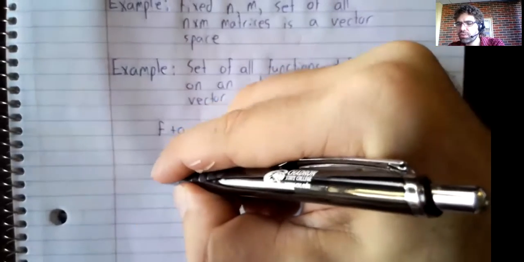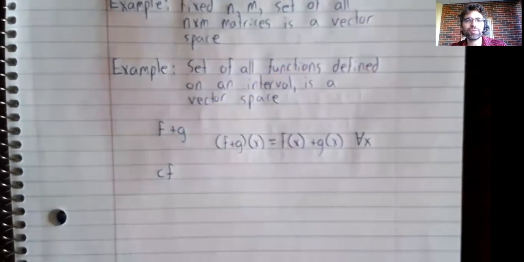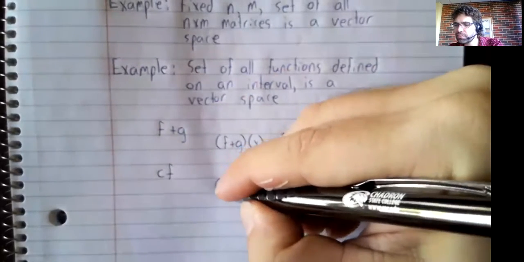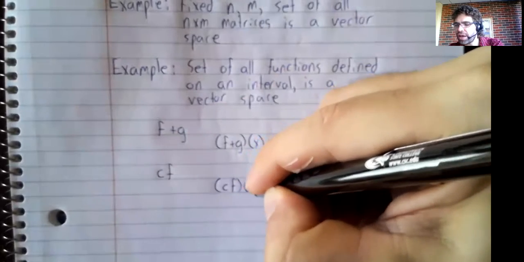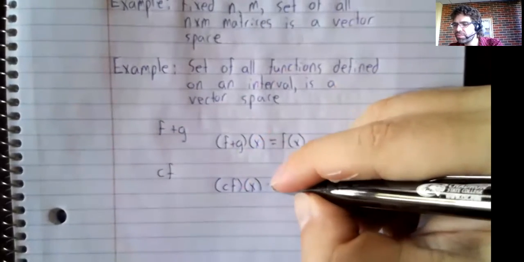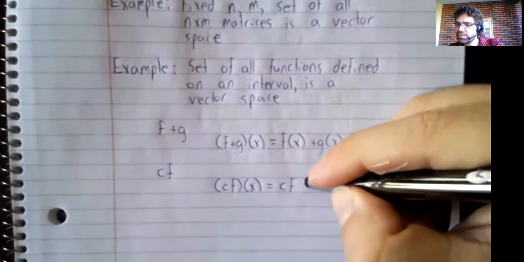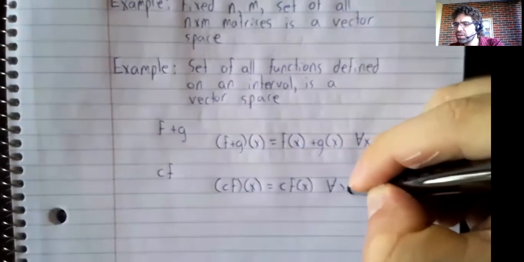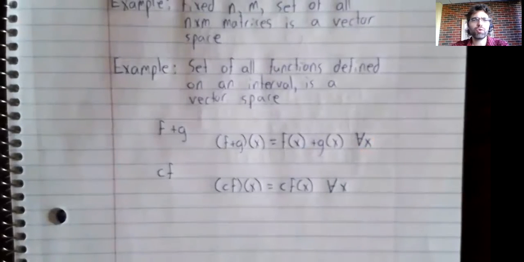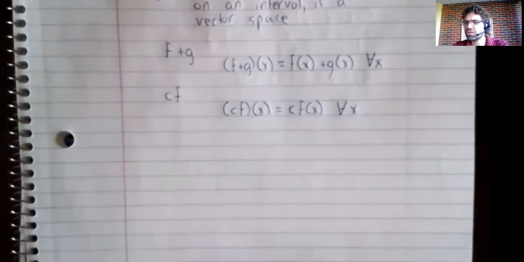Similarly, we define cf in the natural way. cf of x is c times f of x for all inputs x.